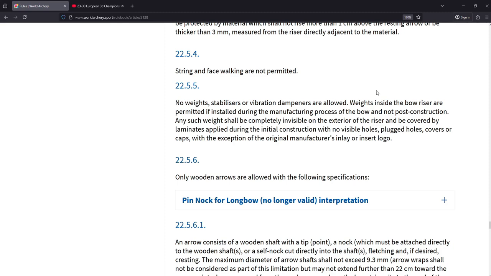String walking, that means you must touch the nock with your finger. You can shoot 3 under, or you can shoot split finger, and you cannot change your finger placement. That also means you cannot move your fingers up or down the string. That is string walking. It's used particularly for bare bow because it's functionally a rear sight for bare bow. It's not allowed in longbow. Longbow is in the spirit of traditional shooting, meant to be quote unquote instinctive, but most people will do gap shooting as a technique.